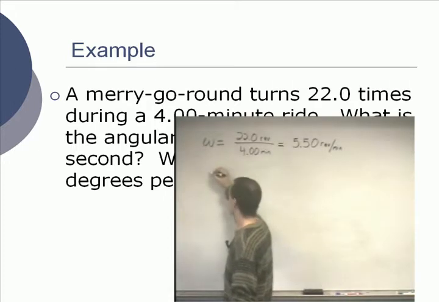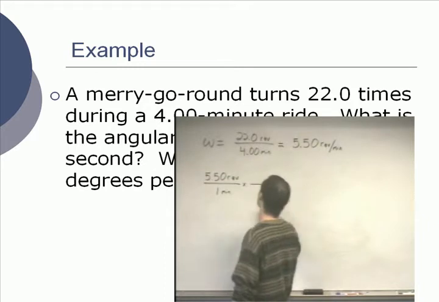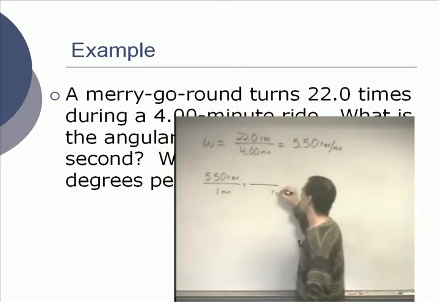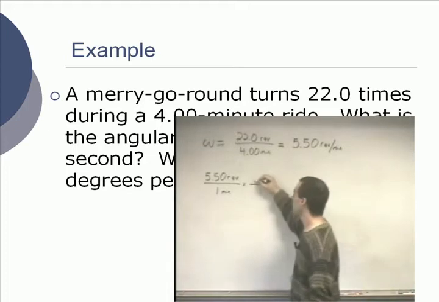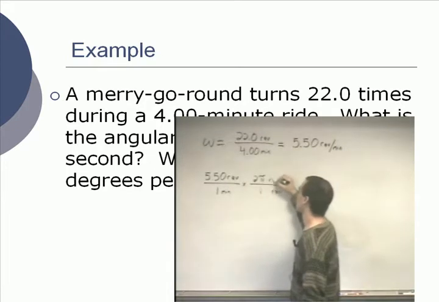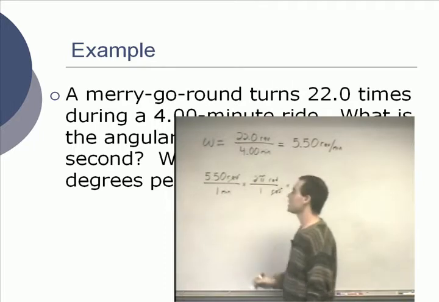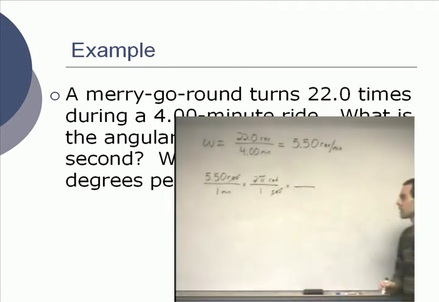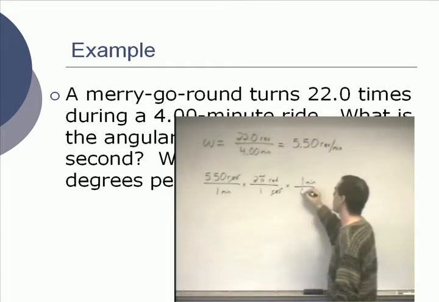So we just need to do the conversion. 5.50 revolutions per minute times, let's get rid of revolutions. Let's do radians first. 2 pi radians. And then we want it in radians per second instead of radians per minute. So we'll get rid of that minute and go into seconds.